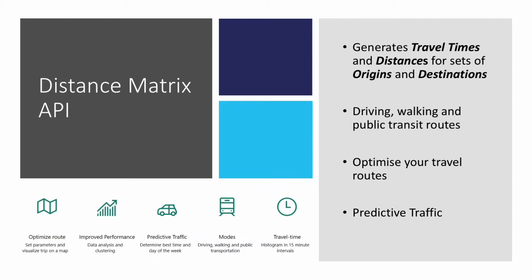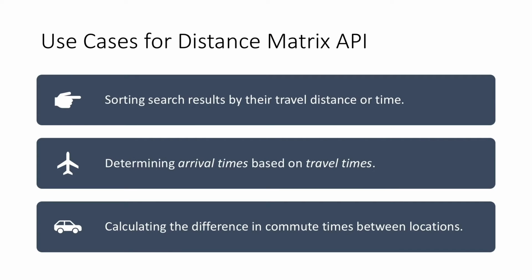Over and above those standard features, the API has a layer of intelligence that lets it factor in predictive traffic. Using historical traffic data, it can recalculate and recalibrate the figures that it arrives at in terms of your travel times. And there are quite a few different use cases for the API. The most common one, up at the top here, is being able to work out travel time or distances based on your starting points and your end points.